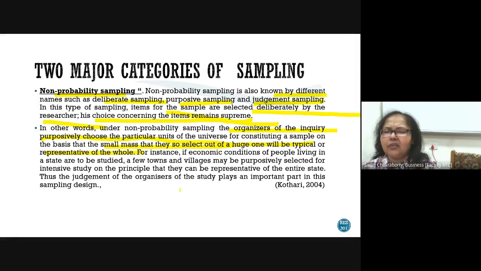So for instance, if the economic conditions of people living in a state have to be studied, a few towns and villages may be purposely selected for intensive study. Why? Because on the principle that they will be representing the entire state. So here, the judgment of the organizers plays an important role in this sampling design.